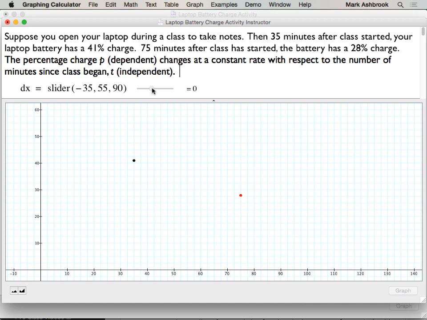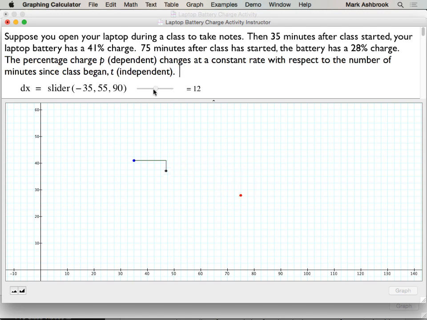What does dx equals negative 35 mean? And when is that? When is 35 minutes before we looked at it first? It's the start of class. And at this key reference point, the starting time of 35, dx is 0. And what is dx at our second time we looked at our battery? What's the change in x now? 40.